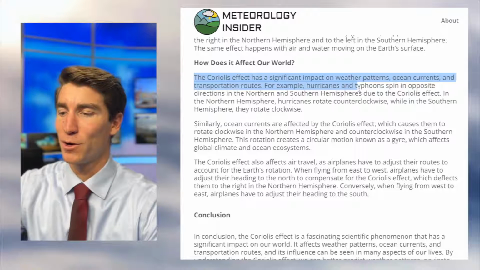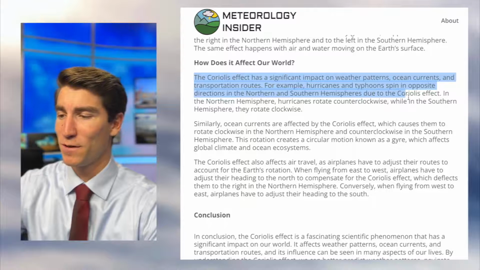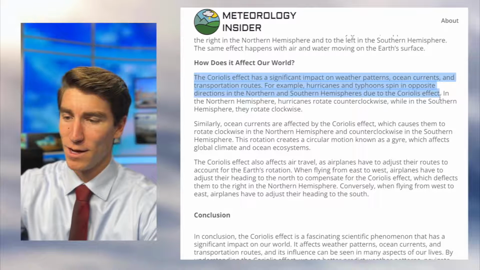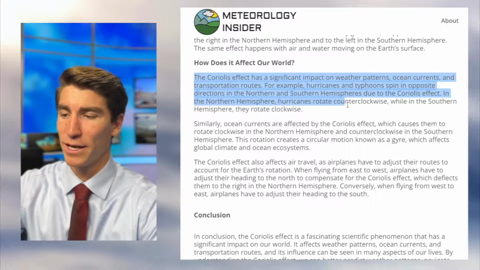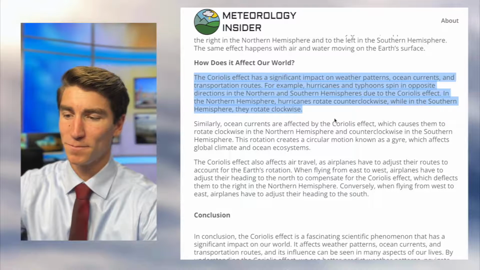For example, hurricanes and typhoons spin in opposite directions in the Northern and Southern Hemispheres due to the Coriolis effect. In the Northern Hemisphere, hurricanes rotate counterclockwise, while in the Southern Hemisphere, they rotate clockwise.